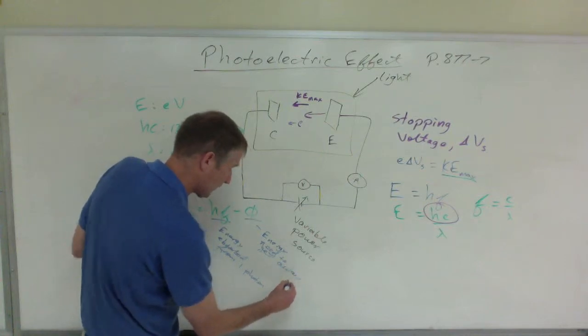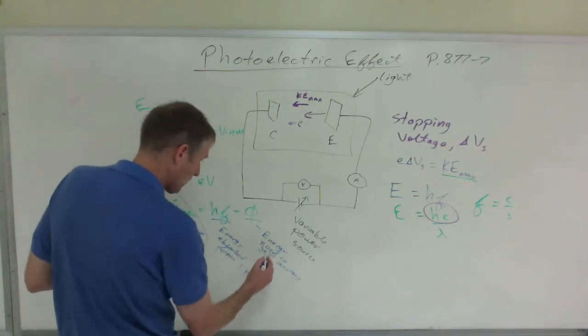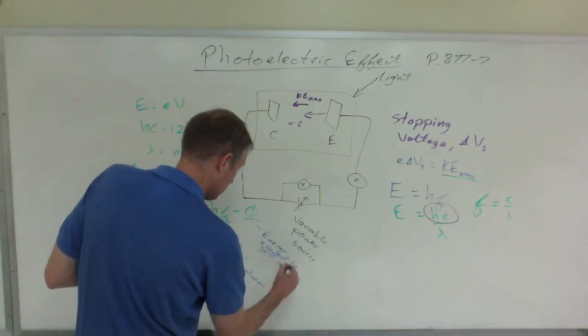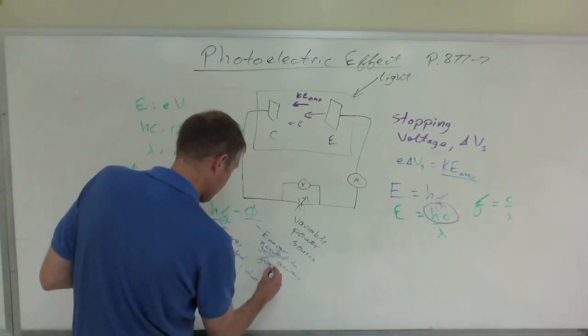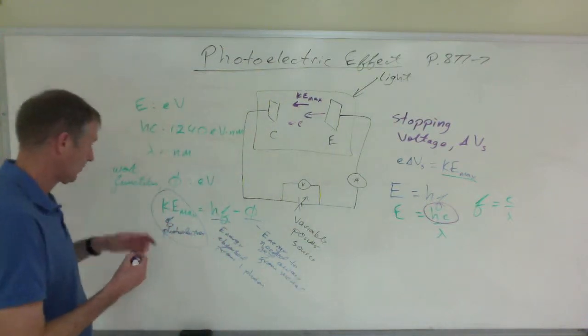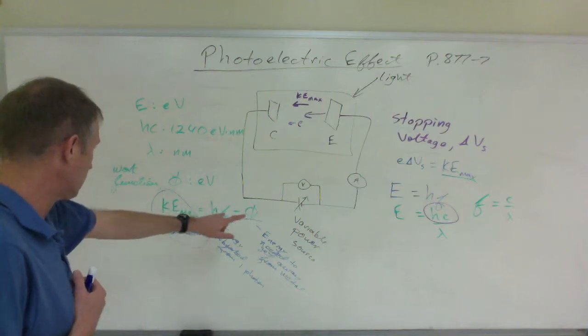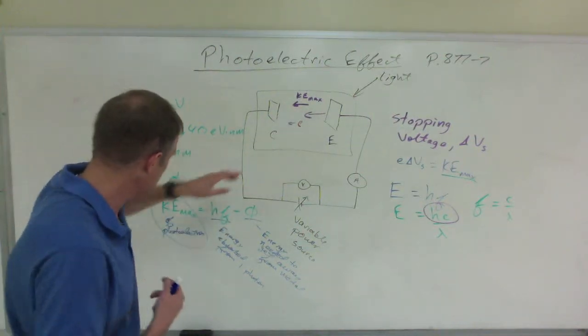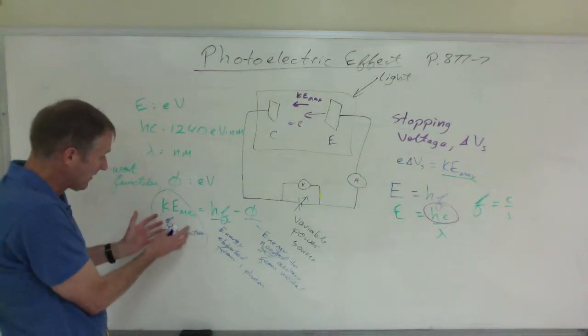This is probably really hard to read, and I apologize for that. Let me read this to you in case you can't read it. So you've got the maximum kinetic energy in this equation. That's the kinetic energy of the photoelectron. These things. All right. How do you get that value?